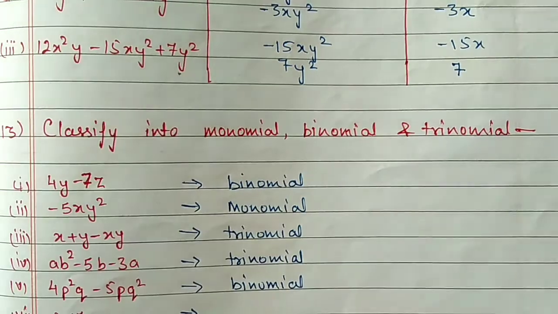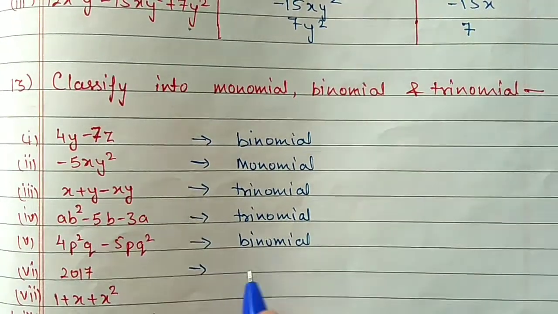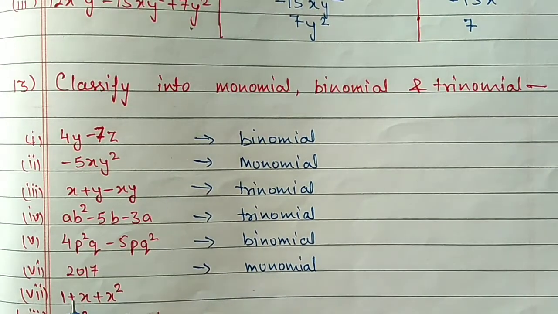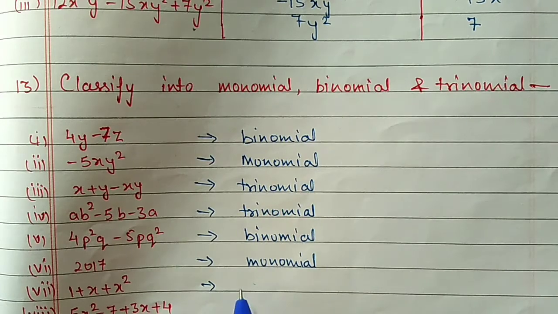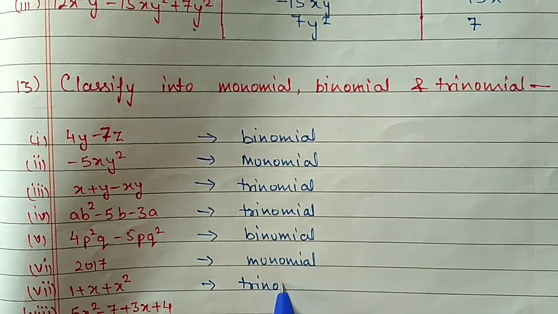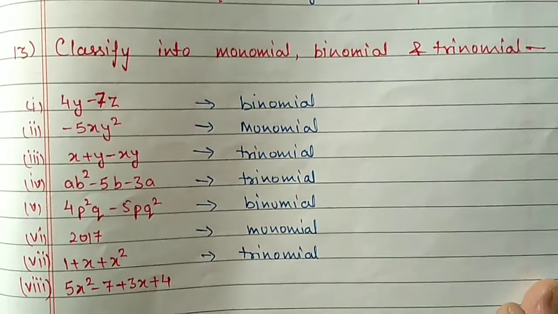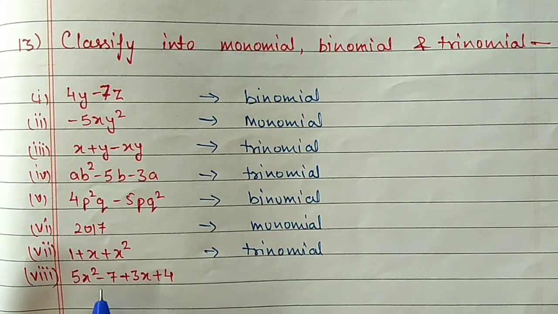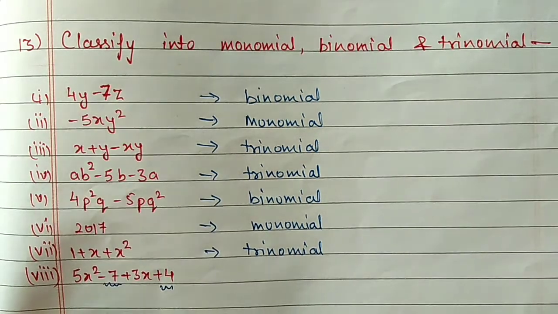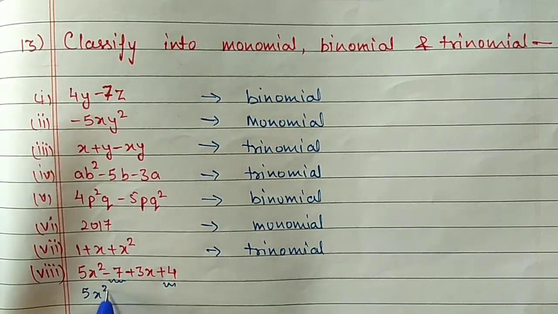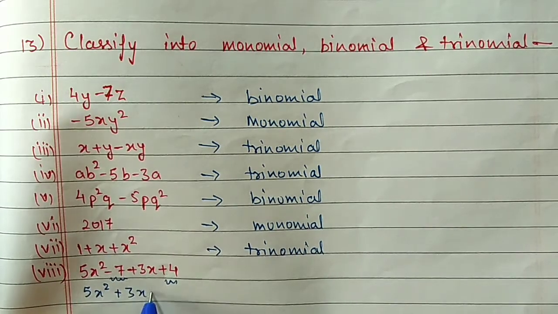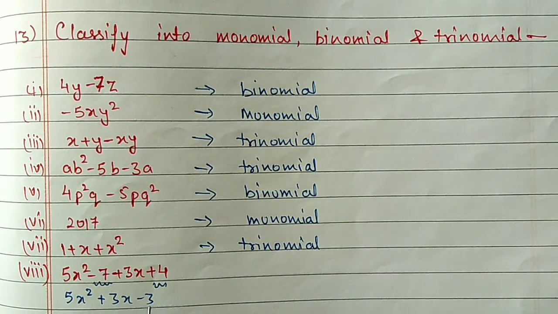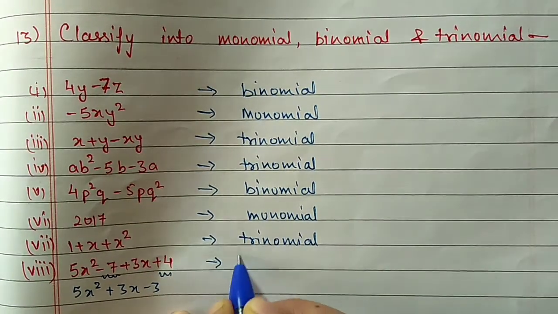Next 217, this is only one term, monomial. Next 1, 2 and 3. Three terms are there. So trinomial. And next last one, in this you can see 1, 2, 3, 4. It looks like 4 terms, but this minus 7 and this 4 we can simplify and it will become 5x square plus 3x minus 3. And when you see it, it is having 3 terms, 1, 2 and 3. So this is a trinomial.